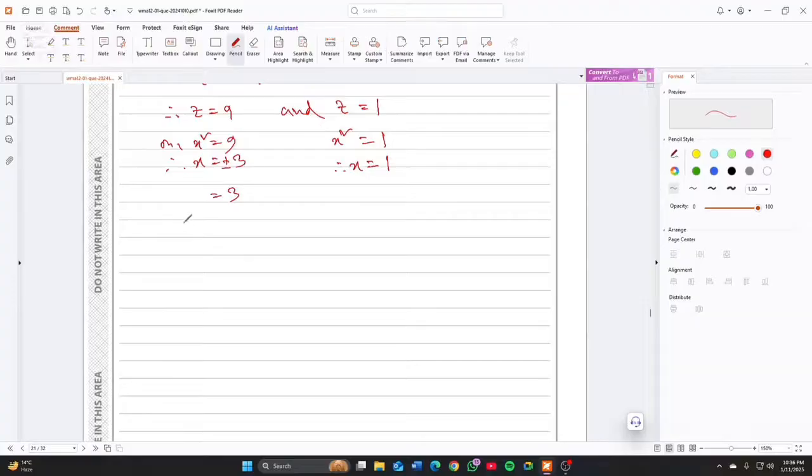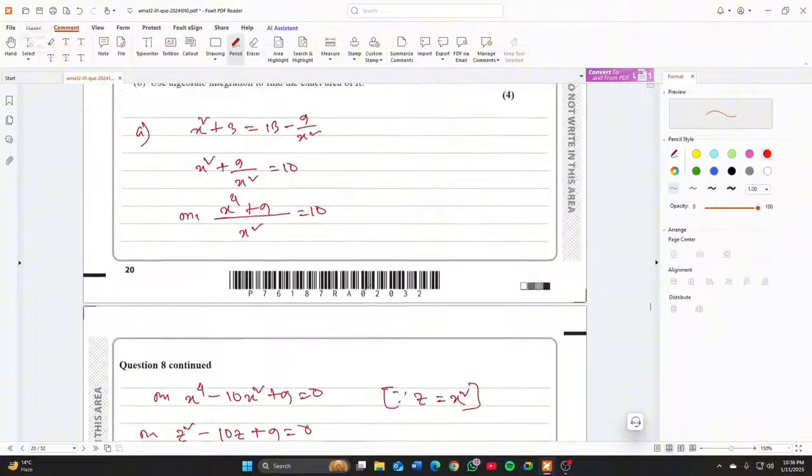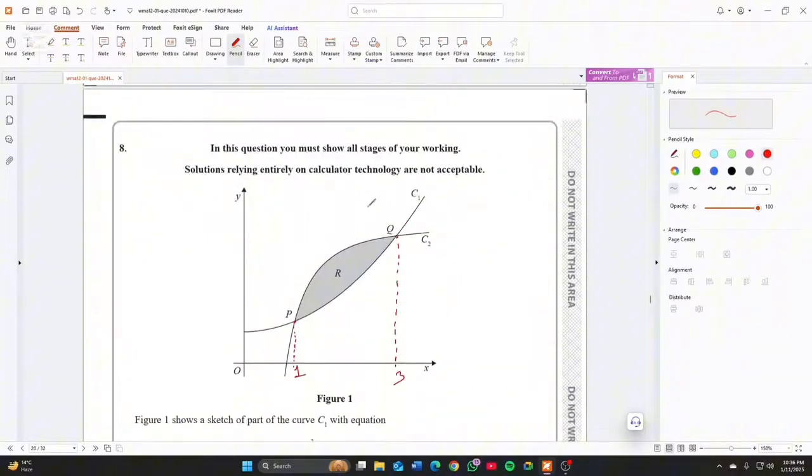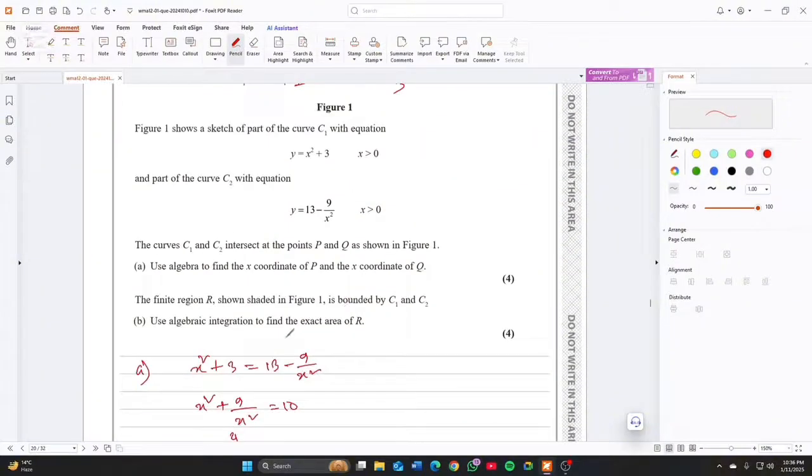Right, so x coordinate for P equals 1 and x coordinate for Q is 3. Then B says the finite region R shown shaded in figure 1 is bounded by C1 and C2. So yes, this is the region R and this is bounded by C1 and C2, and we have to find, using algebraic integration, the exact value of R.